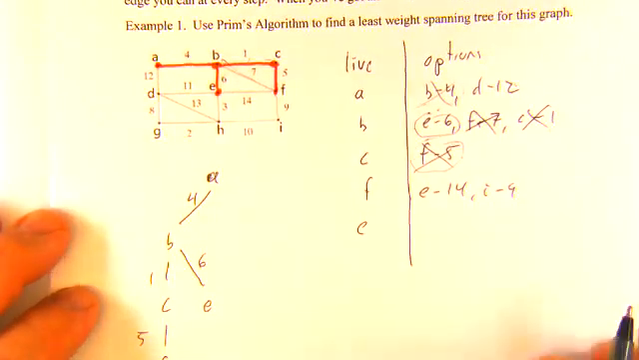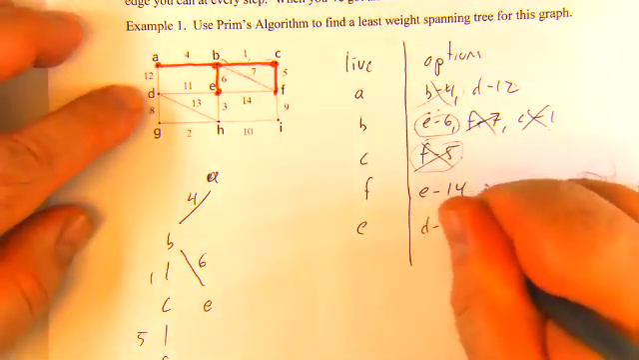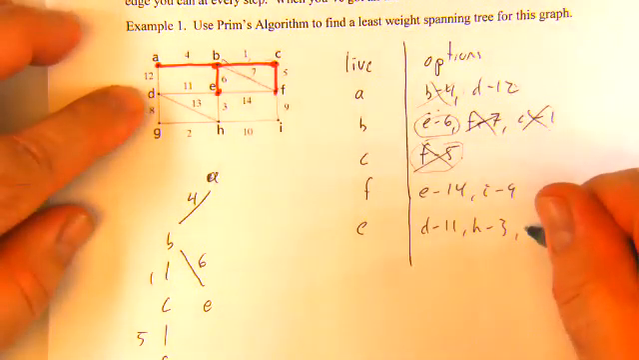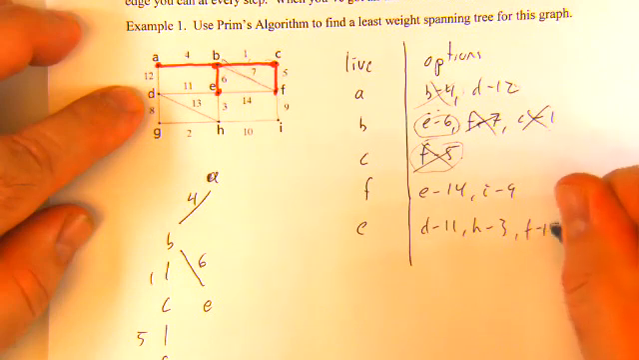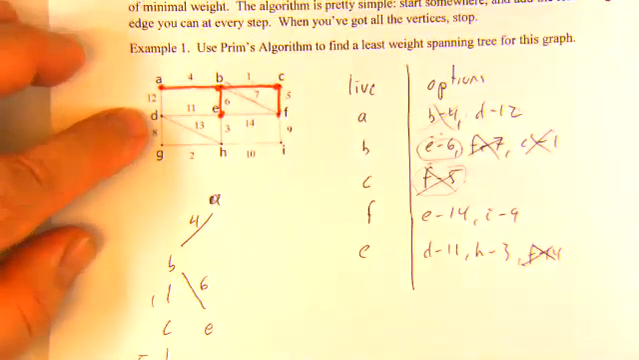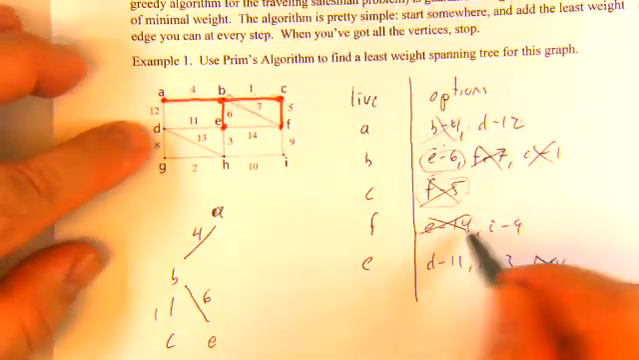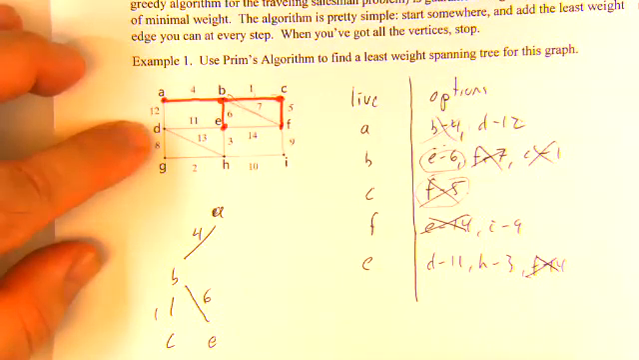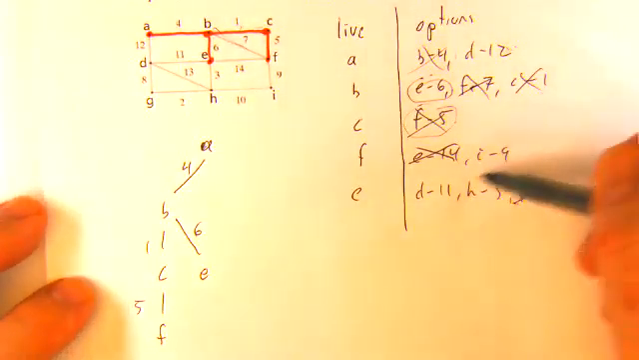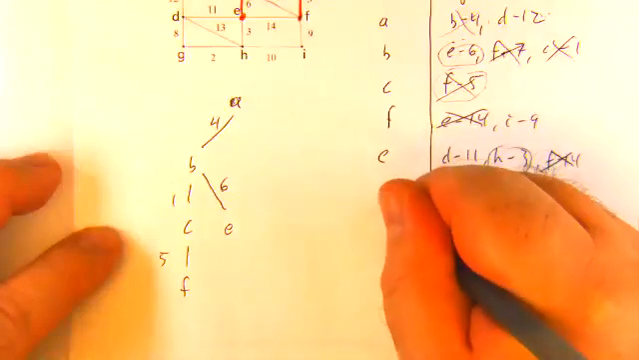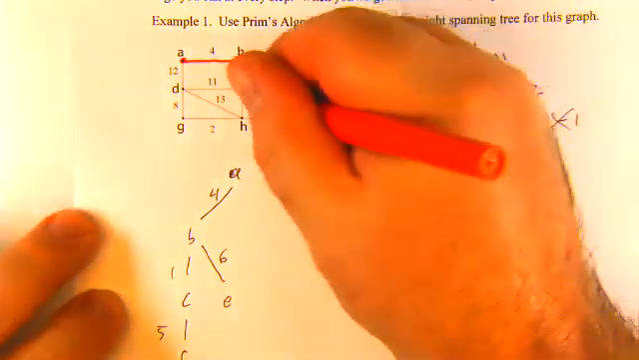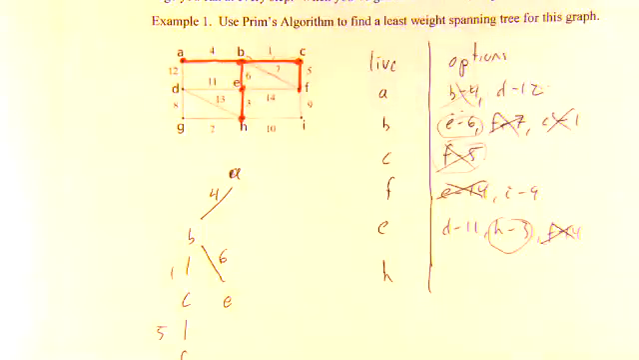And what are the possible places to go from E? You can go to D, that's 11. You can go to H, that's 3. Or you can go back to F for 14. Of course, you can't really go back to F because F is already on the graph, so that option is no longer available. So out of all the options available, we have 12, 9, 11, 3. That's the cheapest one. So H becomes our new live vertex. That comes off of E for a cost of 3.